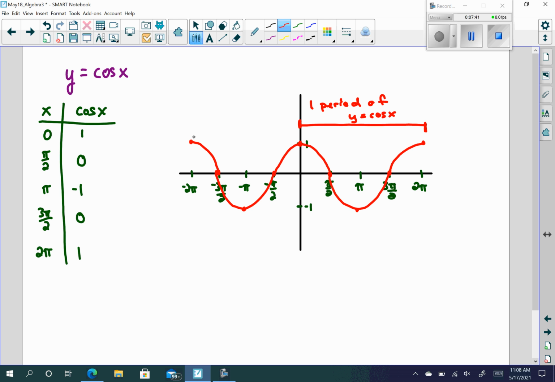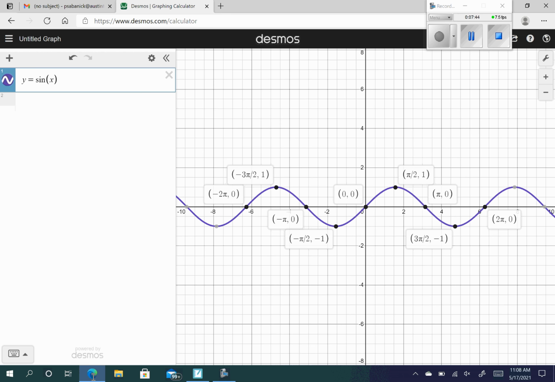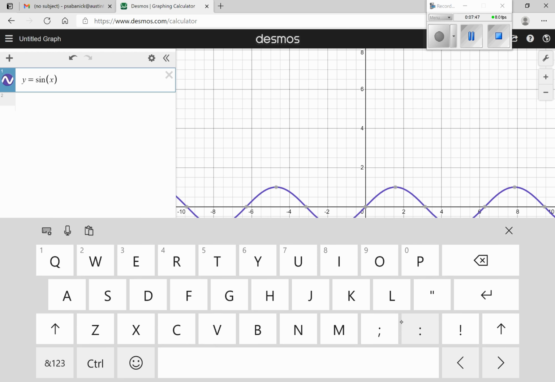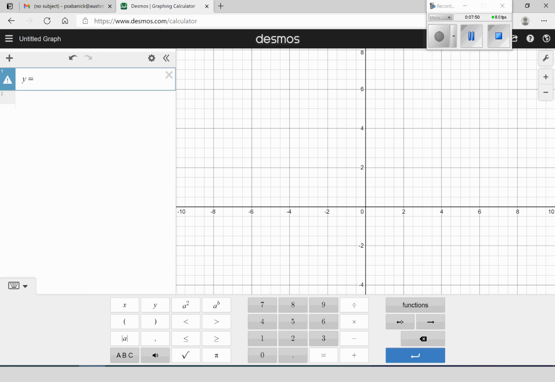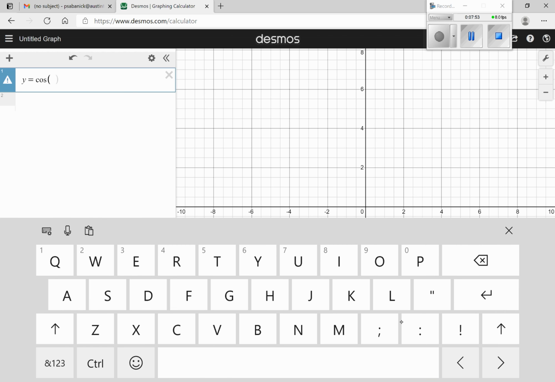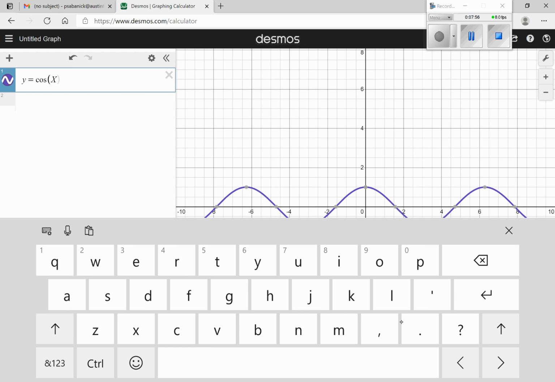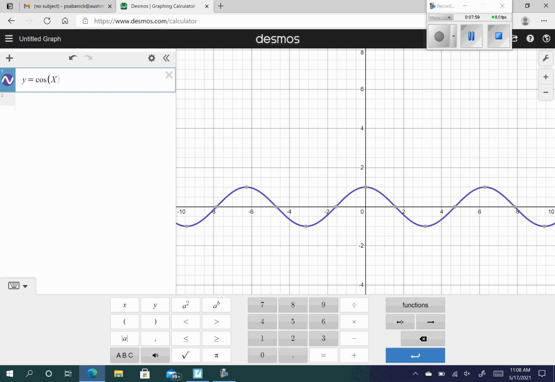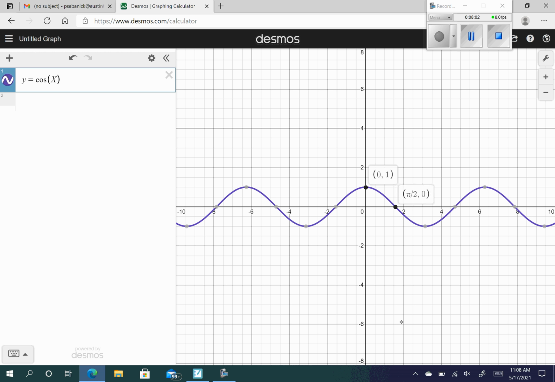So I'm going to go back to Desmos and show the graph of this. I guess it does work for capital letter as well. All right, so here we are at 0, 1. There's pi over 2, 0. Pi, negative 1. 3 pi over 2, 0. 2 pi, 1. There we're at negative pi over 2, 0. Negative pi, negative 1. Negative 3 pi over 2, 0. And negative 2 pi, 1. So they're very similar in their appearance. It's just the points they go through are going to be different.